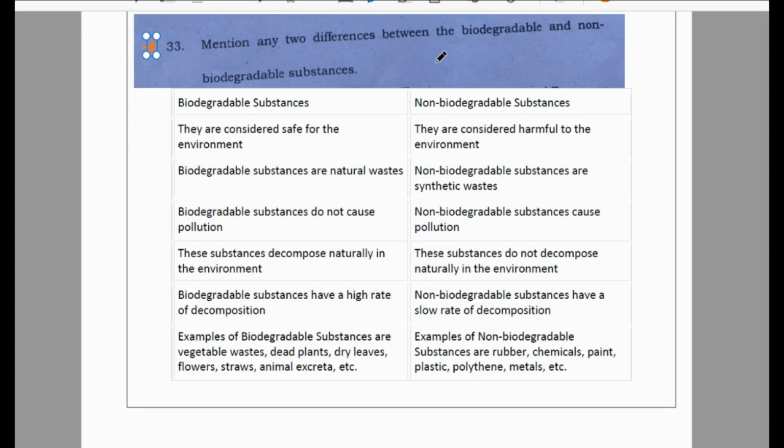33rd question, mention two differences between biodegradable and non-biodegradable substances. There are many differences, but I will take only two. Biodegradable substances are considered safe for the environment, but non-biodegradable substances are harmful to the environment. Biodegradable substances are natural waste. Non-biodegradable substances are synthetic waste.